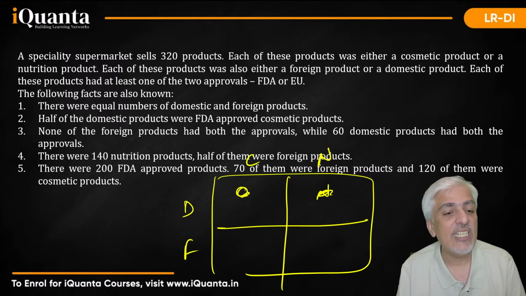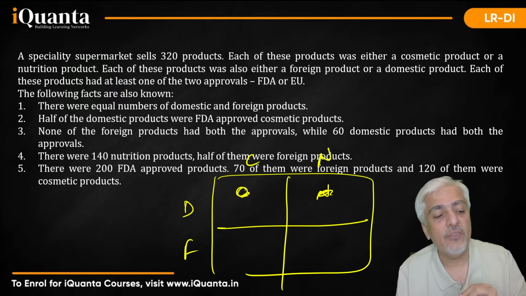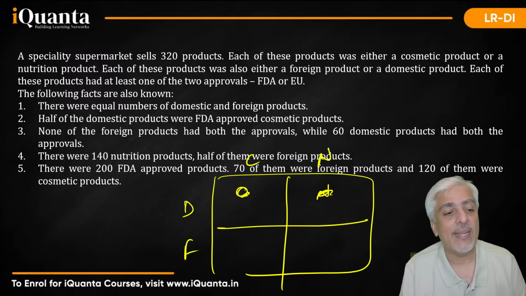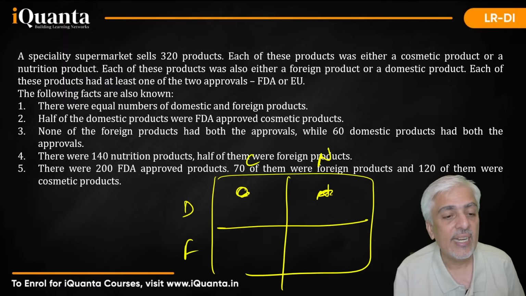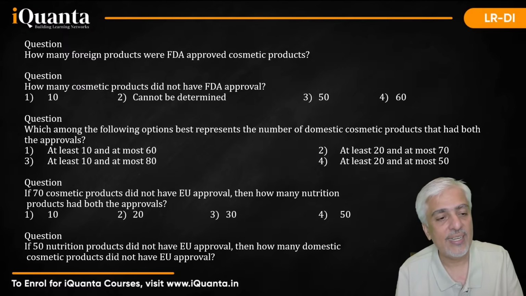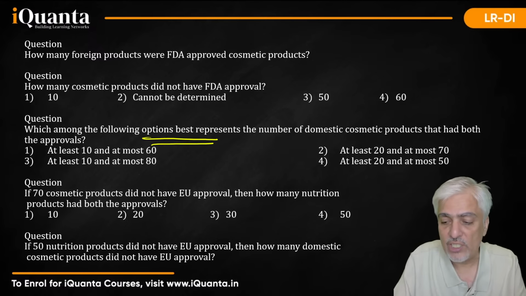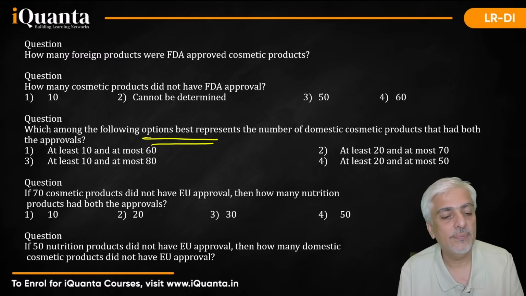Each of these products has at least one of the two approvals, FDA and EU. And now the third data, I will prefer writing it down next to the data when I make it. The following facts are known. There are an equal number of domestic and foreign products. Great. So that tells me 160, 160. Half of the domestic. So data looks a lot more direct. If you get the understanding of how the set is going to be, I think this becomes a doable set. Okay, so let's try getting the data. There was one cannot be determined. One of this is a problem. Such a question is always an issue for me. I hate such questions.